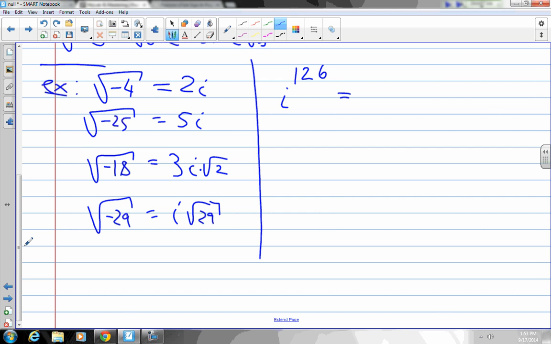Let me ask you this simple question. Is 126 odd or even? Even, right? So that means I can always express 126 as a multiple of 2. So it's what? 64? No, 63. Is that okay?